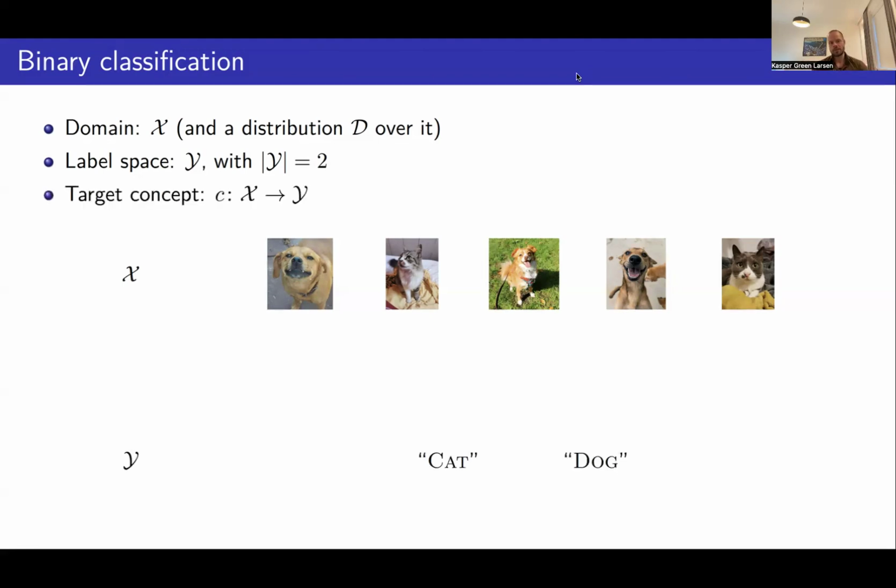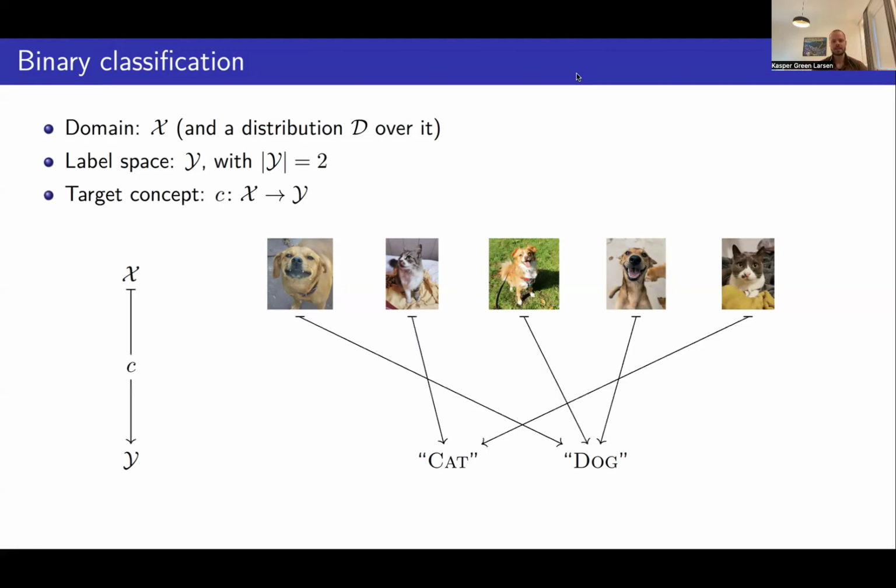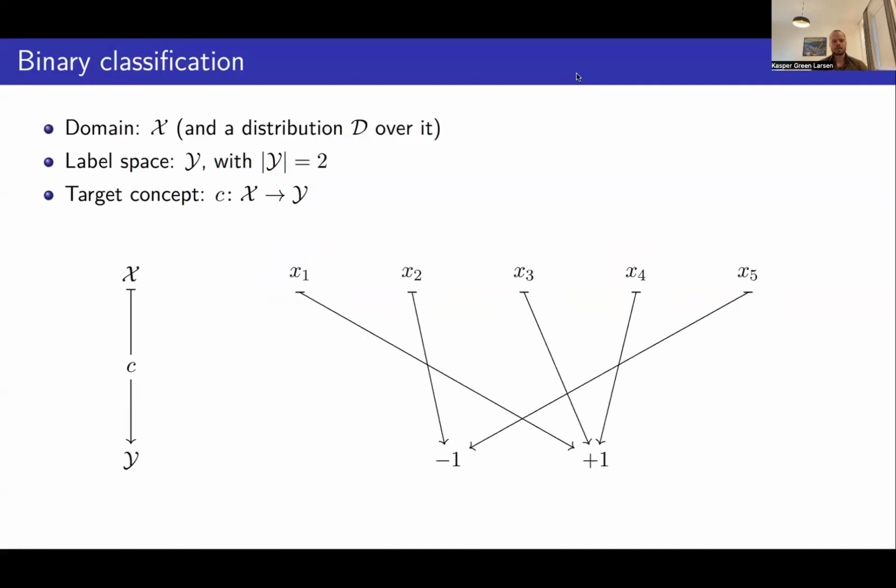We also have a target concept that we're trying to learn, which is just a mapping from the input domain to the label space. Think of C as assigning the correct labels to each of the inputs of the input domain, mapping every picture to whether it's a cat or a dog. A little more abstractly, we'll use the notation x1, x2, x3 to denote input elements from the input domain, and we'll just use the labels -1 and 1 for simplicity. So this target function is a mapping from the input domain X to -1, 1.